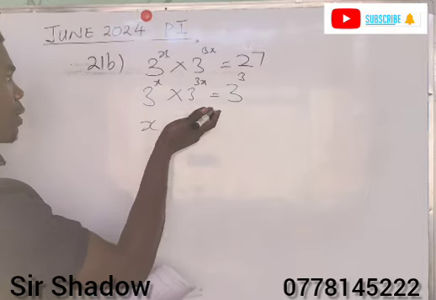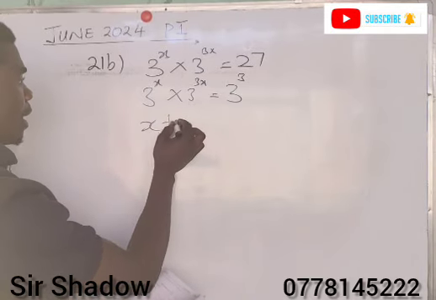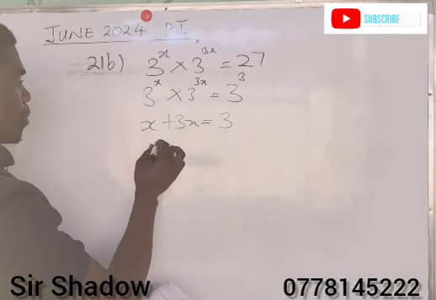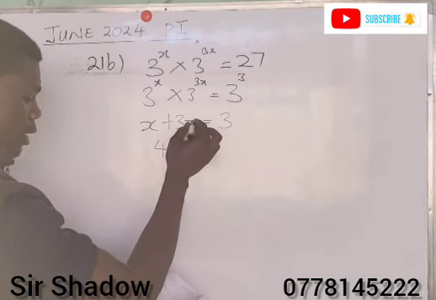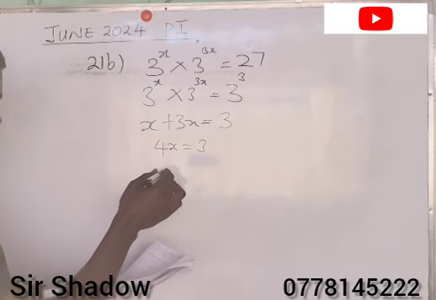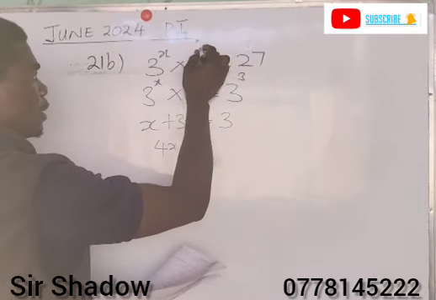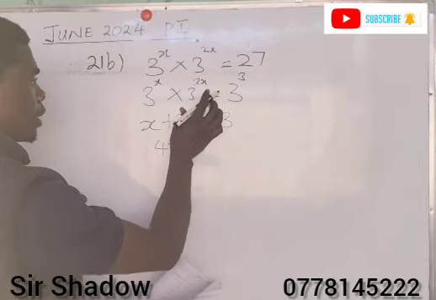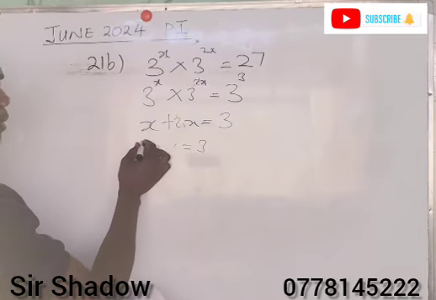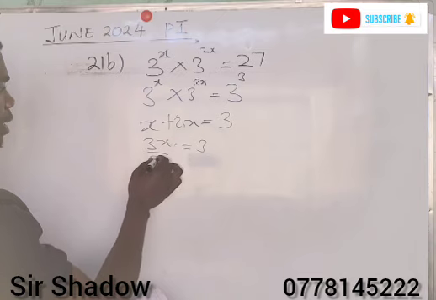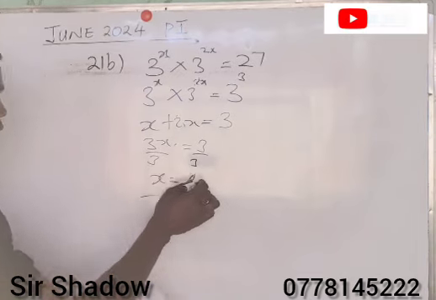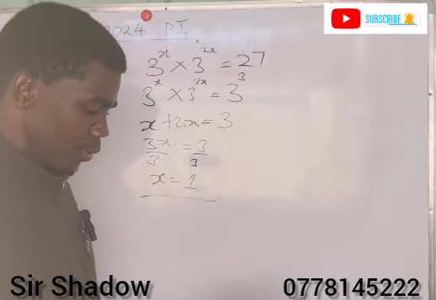When multiplying, we add the powers: x plus 2x, sorry, it's 2x here. So x plus 2x becomes 3x, which is equal to 3. Dividing both sides by 3, therefore x is equal to 1. x is equal to 1, applying the laws of indices.